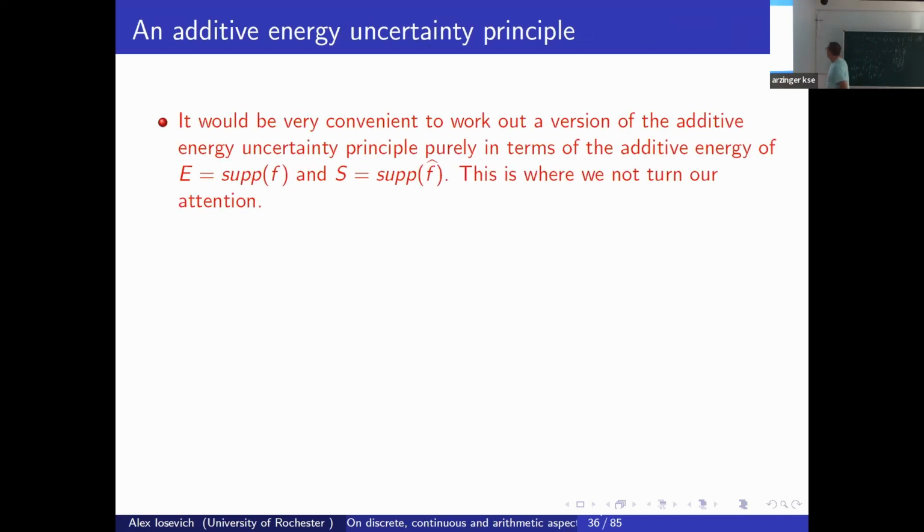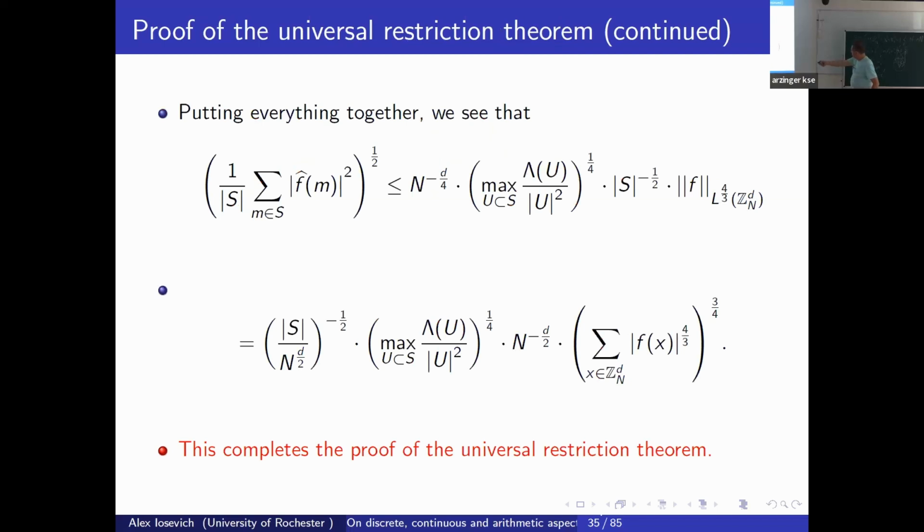All right. So an additive energy uncertainty principle. It would be very convenient to have a version of the additive energy uncertainty principle purely in terms of the additive energy of E and S, right? In this universal restriction theorem, you just saw this quantity, maximum over U in S of lambda of U divided by the size of U squared. It's a very pretty looking quantity, but it has this disadvantage that in general, it's very difficult to compute. In the case of the circle, no problem. But imagine a general set where anytime you have to prove something for every subset, you should be scared. But since in the case of the circle, you get this algebraic conclusion, there's no issue at all.